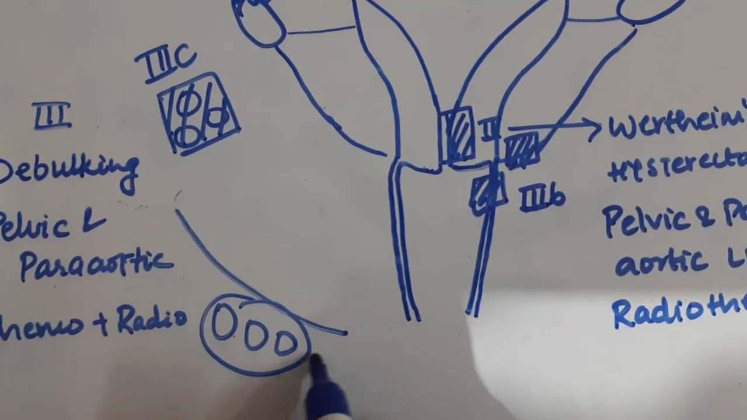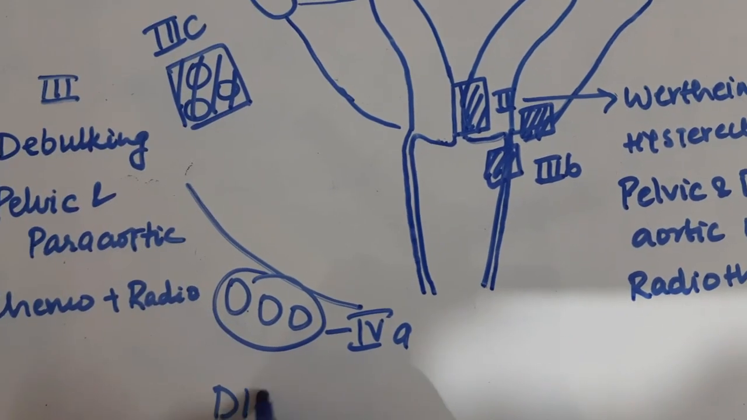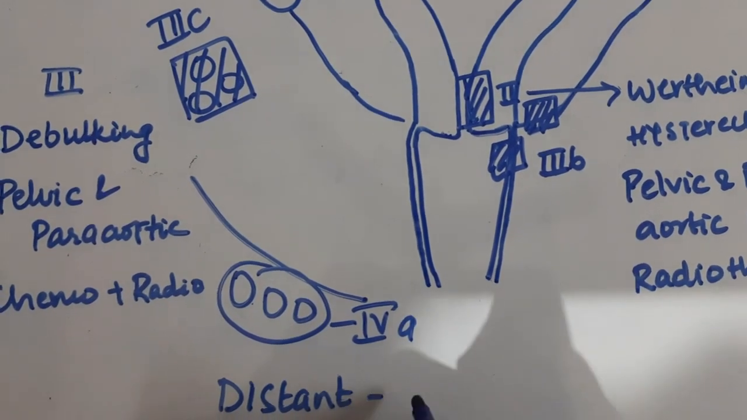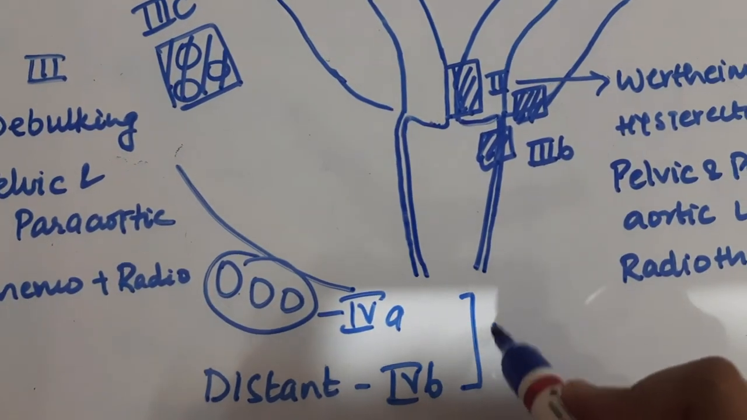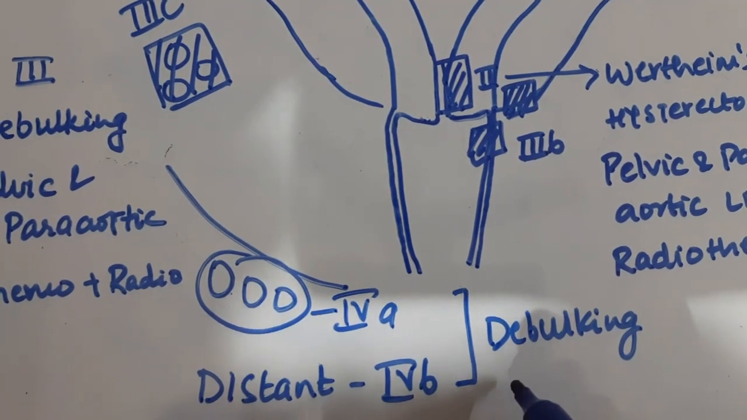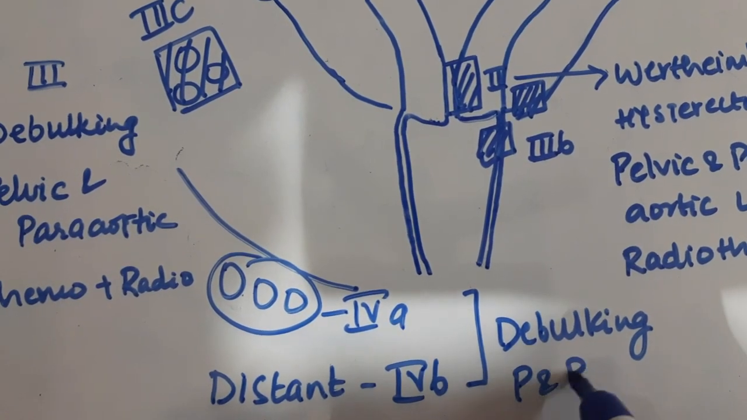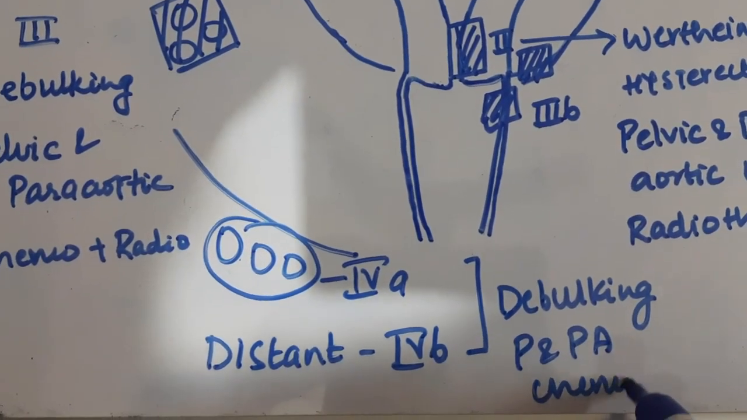Stage 4A is characterized by involvement of the inguinal lymph nodes. Stage 4B is presence of a distant metastasis. In both of these cases, a debulking surgery is done along with removal of pelvic as well as para-aortic lymph nodes, and chemotherapy and radiotherapy are administered.